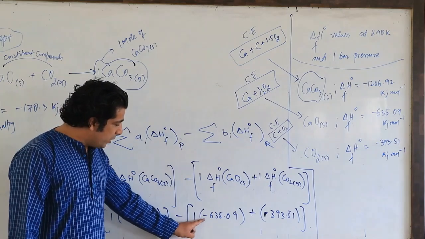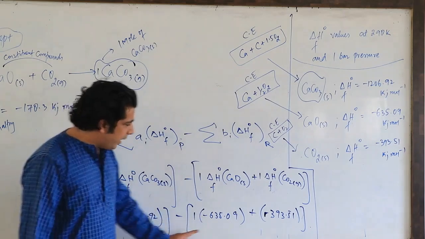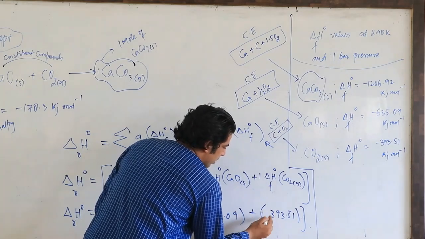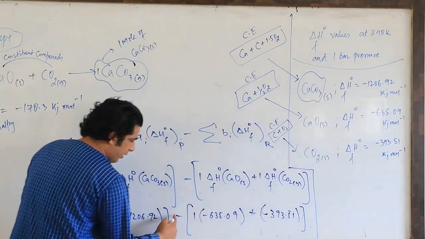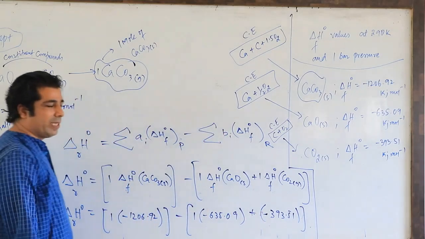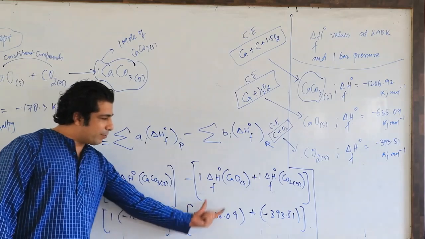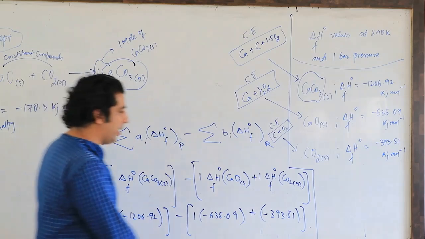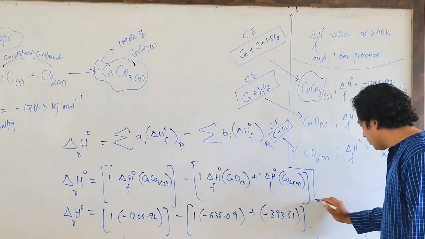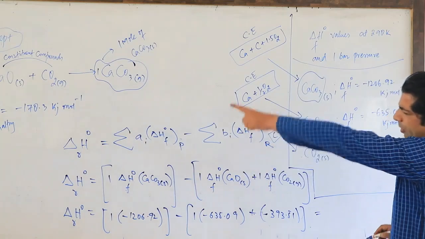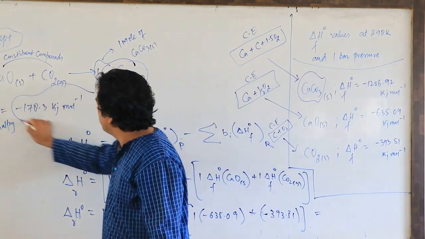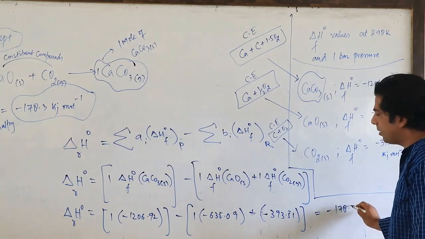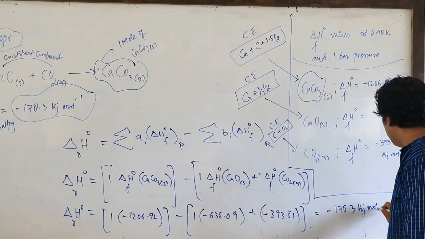So my dear friends, now this will remain minus only. This will become plus, minus into minus is plus, and this is minus here. Plus minus will be minus, but then multiplied with this minus, it will become plus. So when you simplify this particular process, your value of delta H R naught should become equal to minus 178.3 kilojoules per mole.